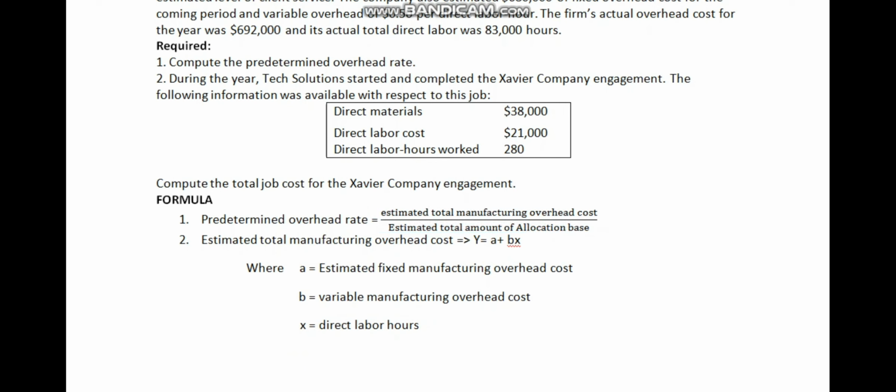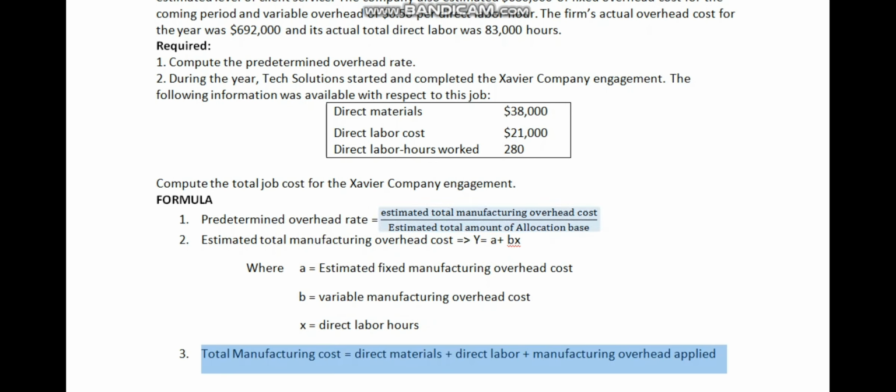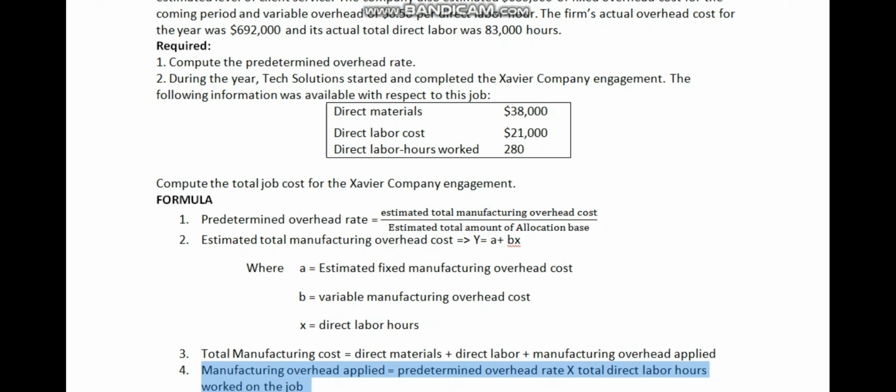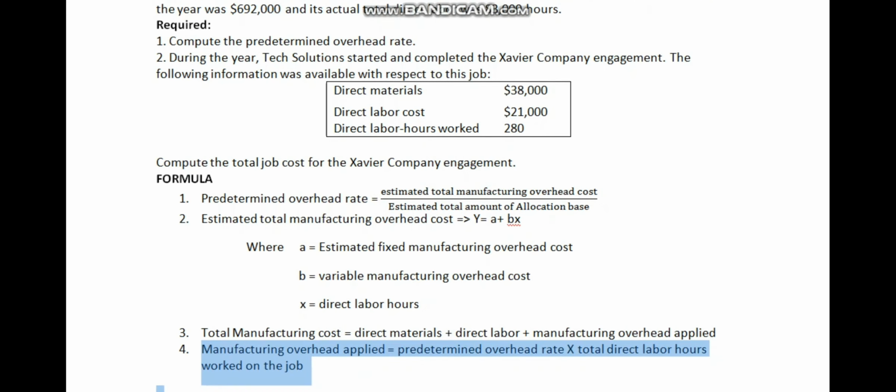Now the second requirement is our total job cost. The formula for that is direct materials plus direct labor plus manufacturing overhead applied. Now manufacturing overhead applied is missing, so the formula for that is predetermined overhead rate multiplied by direct labor hours. Manufacturing overhead applied and the estimated total manufacturing overhead, these are two different things.